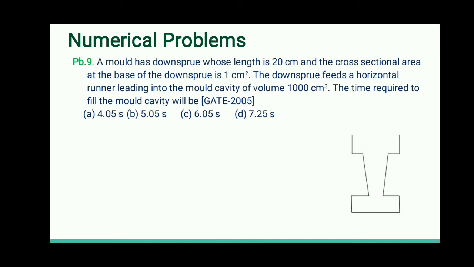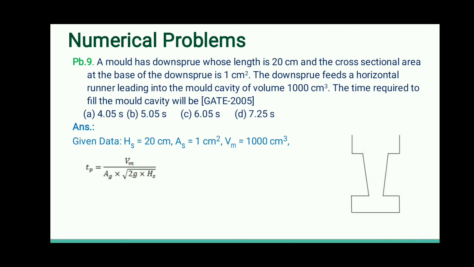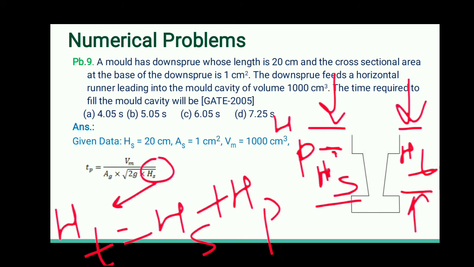For the top gate we have already discussed, so we have to calculate the time, that is TP, from the data given to you: HS, AS and VM. This is the formula: TP equals VM, that is the volume of the mold cavity, upon AG, that is the cross sectional area of the gate, into root 2 g HT. Generally HT is the total height, that is HP plus HS, the pouring basin height plus the sprue height.